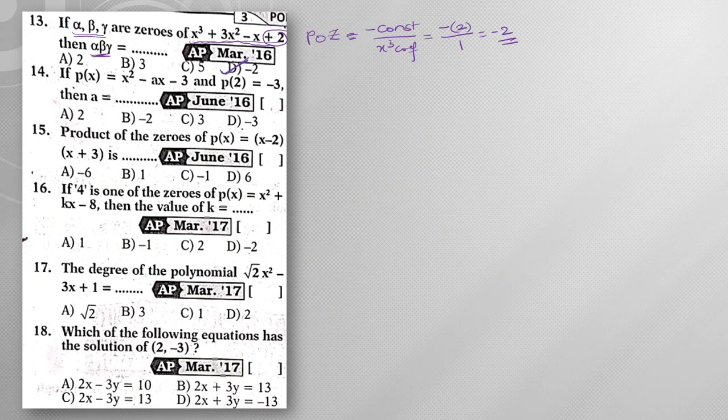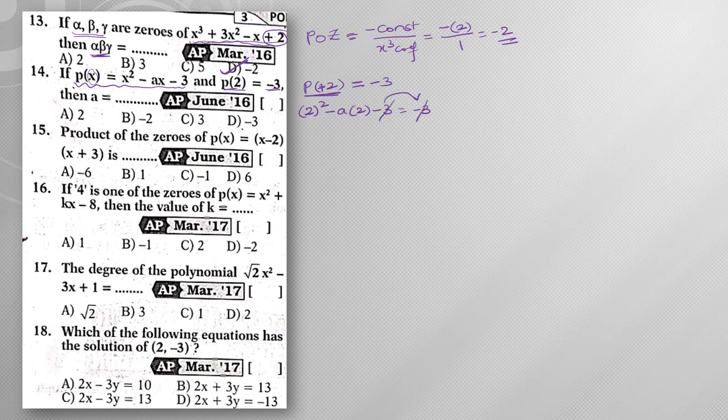Next, if p of x is equal to x square minus ax minus 3 and p of 2 is equal to minus 3. So what has he given? P of 2 is equal to minus 3. Here p of x is already given, no? Whenever you have x on the right hand side also, when you talk about p of 2, in the place of x you need to replace 2. So on the left hand side this becomes 2 square minus a into 2 minus 3 is equal to minus 3. When you transpose this minus 3, it becomes plus 3.